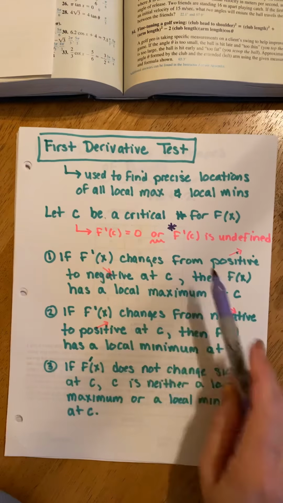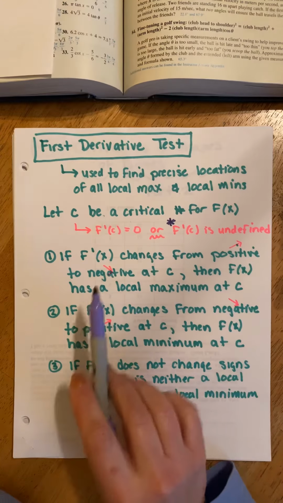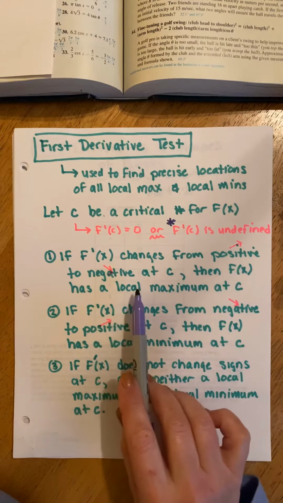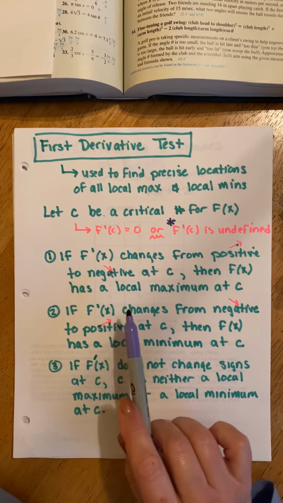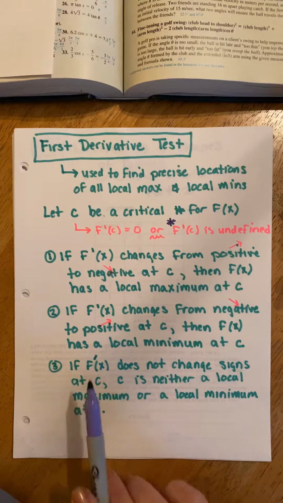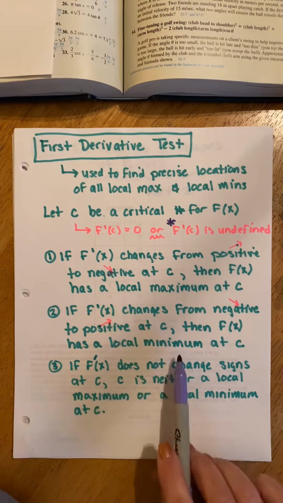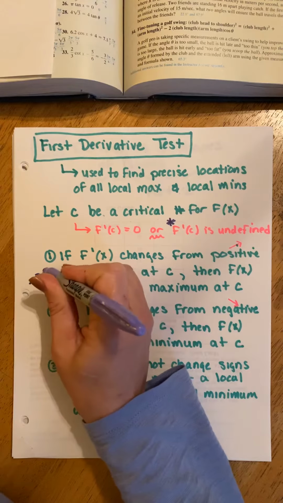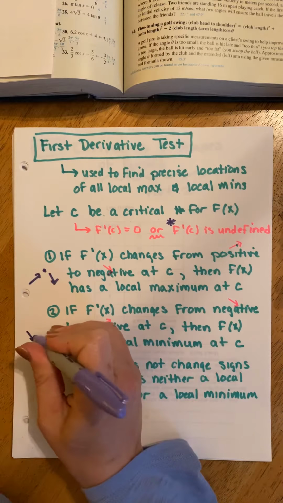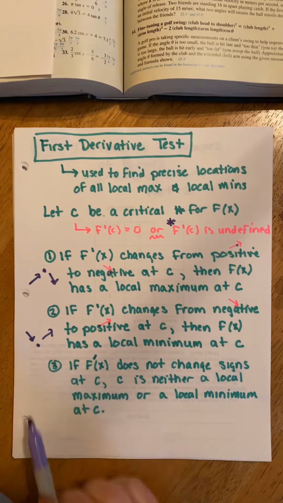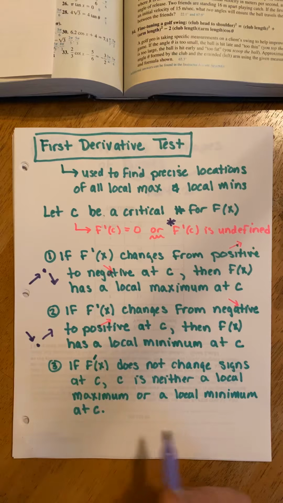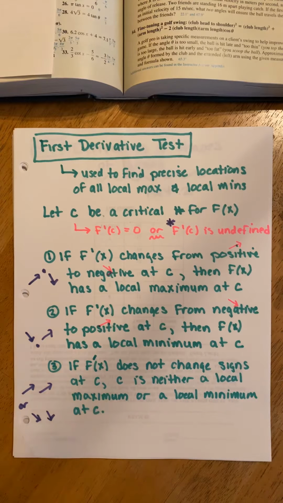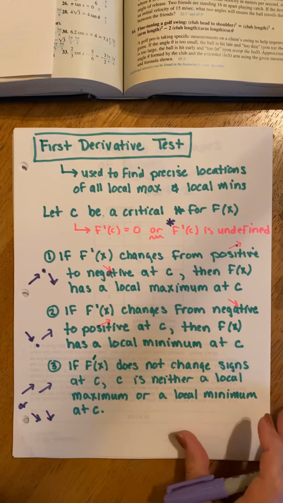Once we have all our critical values, we put them on a number line and we see how the derivative behaves before, between, and after the critical points. If the derivative changes from positive to negative as we go left to right at the critical point, then we have a local maximum. If the derivative changes from negative to positive, then we'd have a local minimum. So positive to negative would be a local max. If the derivative changes from negative to positive, the function changes from decreasing to increasing, and we have a local min. And if the derivative does not change sign, it's either both positive or both negative, then there is neither a local max nor min at that point.